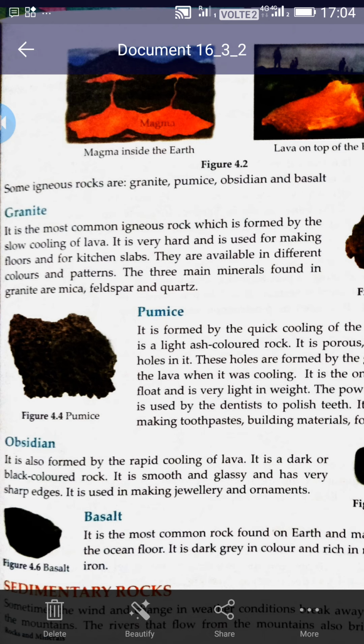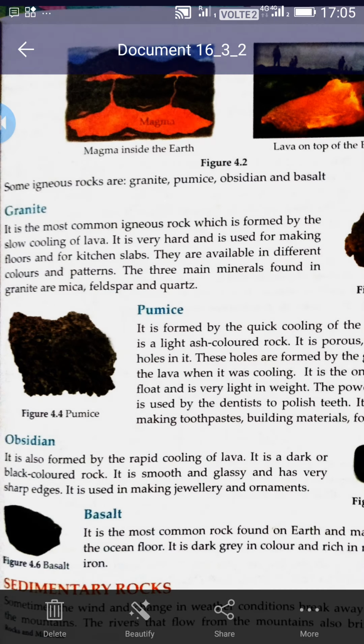Granite is the most common type of igneous rock, which is formed how? By the slow cooling of lava. It is very hard and is used for making floors and kitchen slabs. Our kitchen slabs are mostly made of granite, and some people use it in floors also. It is available in different colors and patterns, like blue, green and black.